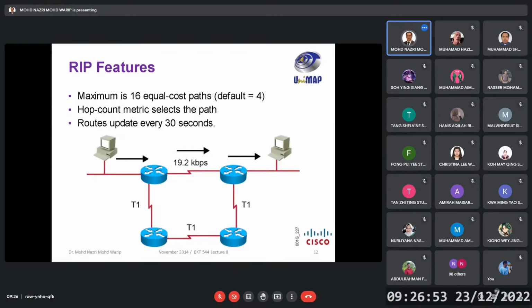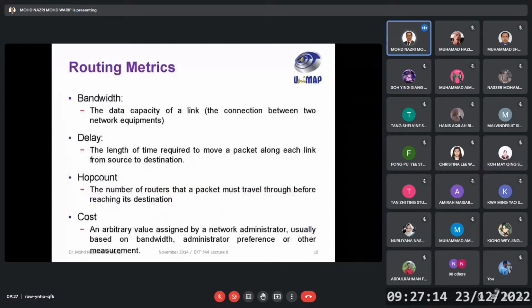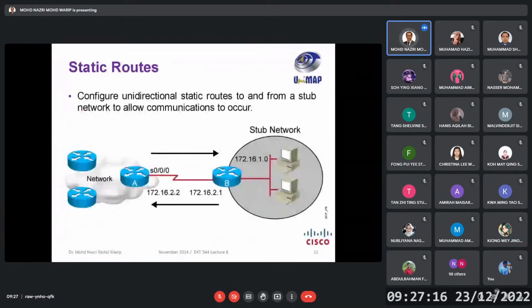Meaning only 16 routers can be configured. 17 cannot be configured. The maximum limit is 16. Normally the default is 4. Okay, 1, 2, 3, 4. Hop count metric selects the paths. Select the paths depending on maybe bandwidth, maybe routing table, delay, maybe hop count, maybe cost.